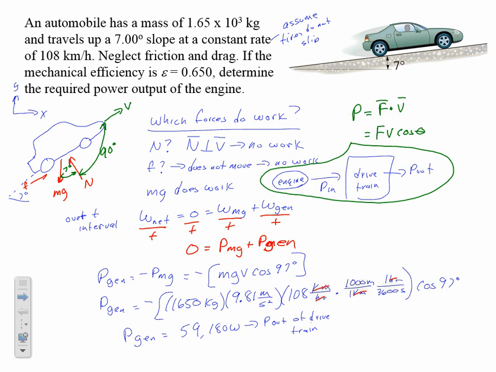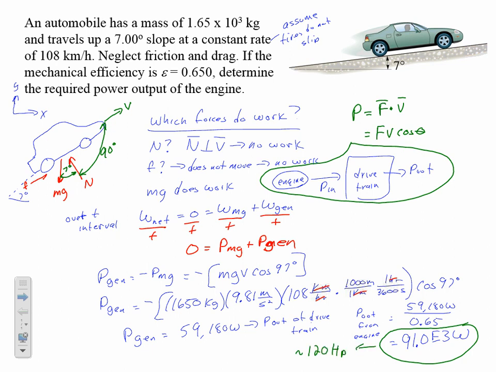So if we want the power out from the engine, it's going to be this 59,180 watts that we need to propel the car up the hill, divided by the efficiency, which is 0.65. This works out to 91,000 watts, which I'm going to write to 3 sig figs as 91.0 times 10 to the 3 watts. And that's my answer. It's about 120 horsepower, which seems like a reasonable number for most vehicles.